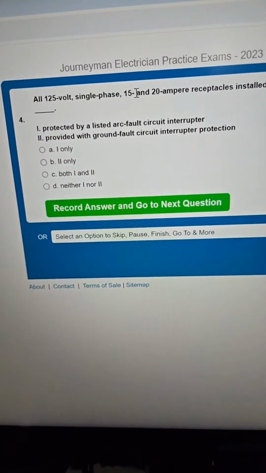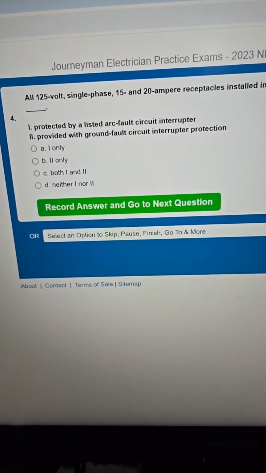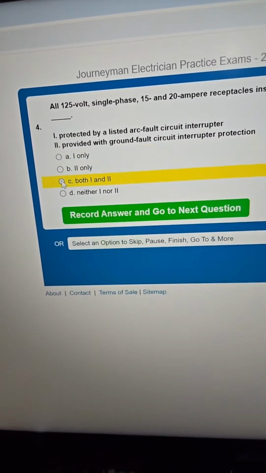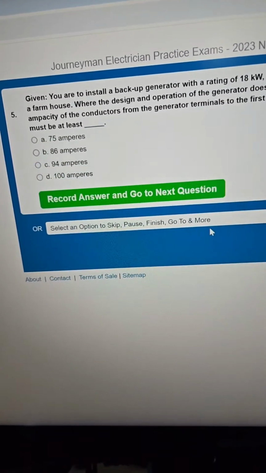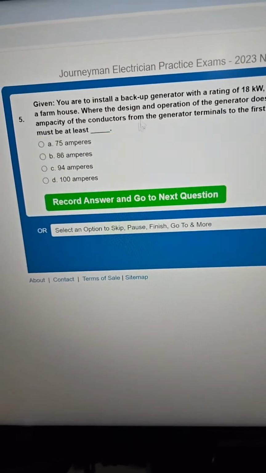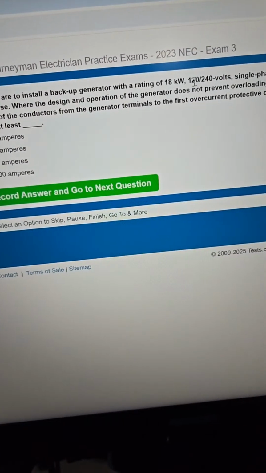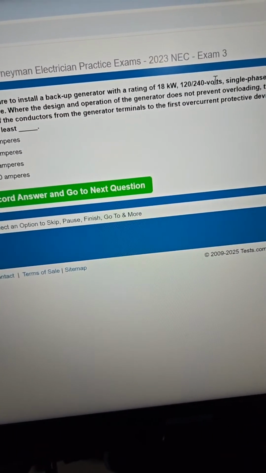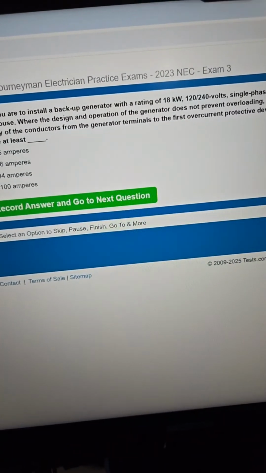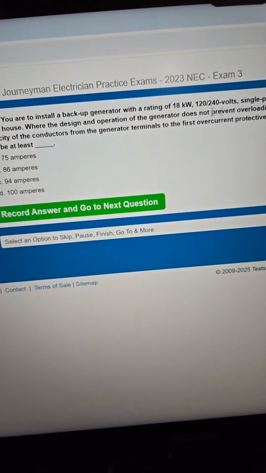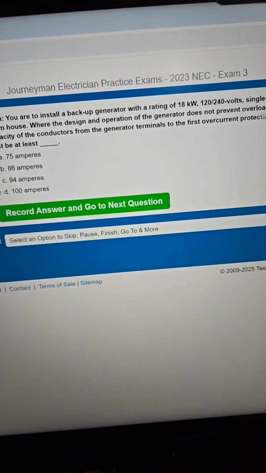All 125-volt single-phase 15 and 20 amp receptacles in residential garages shall be... just ground fault. So it's two only. Got it. You're going to install a backup generator with a rating of 18,000 watts divided by 240. 2 by 18 is 9. But it's a farmhouse.